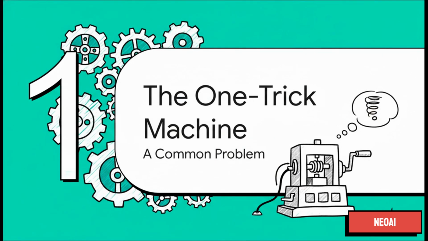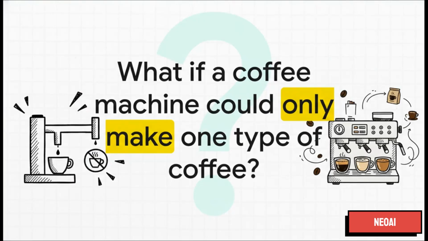The best way to get this is to first understand a super common problem we all run into with simple code. It usually starts out as what I like to call a one-trick machine. Imagine you bought this fancy coffee machine, but it could only make one very specific type of coffee. A medium roast, no sugar, one splash of milk. I mean, it's useful if that's exactly what you want, but it's not very versatile, is it? It's rigid, and that's exactly what a function without arguments is. It's a one-trick machine that just can't adapt.